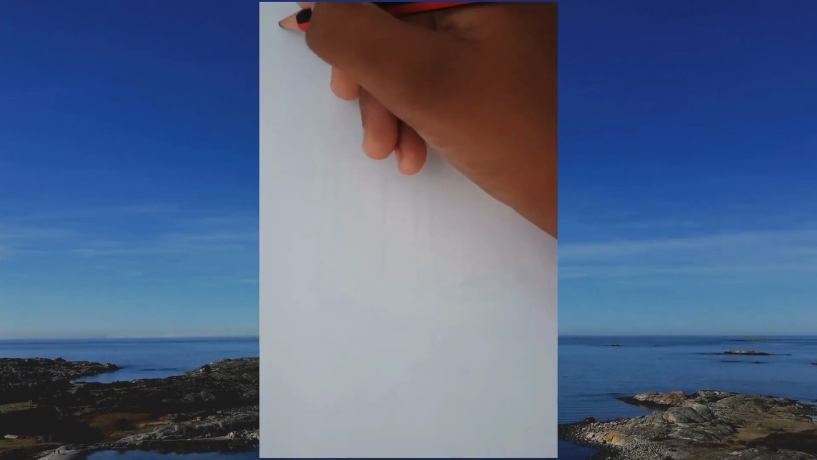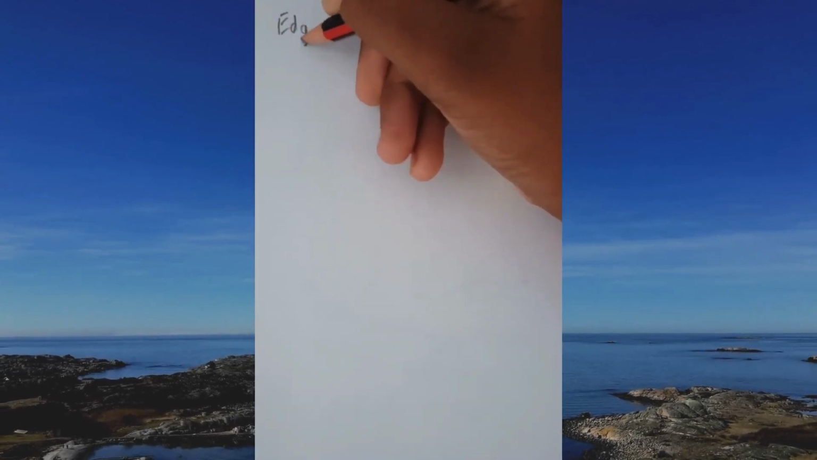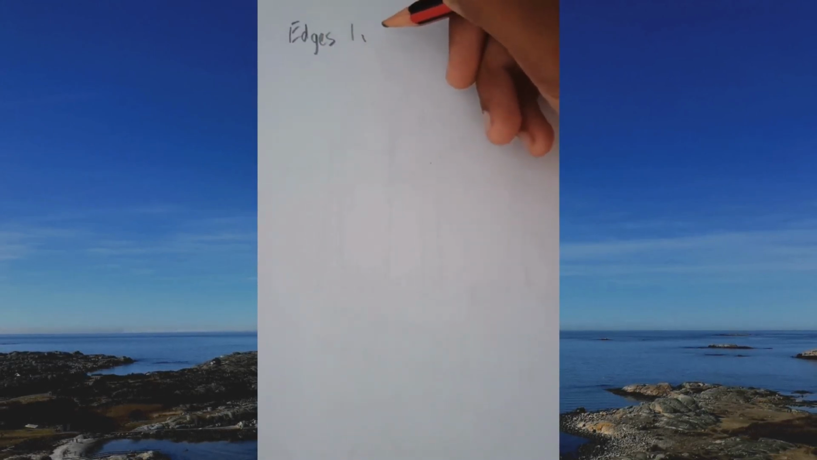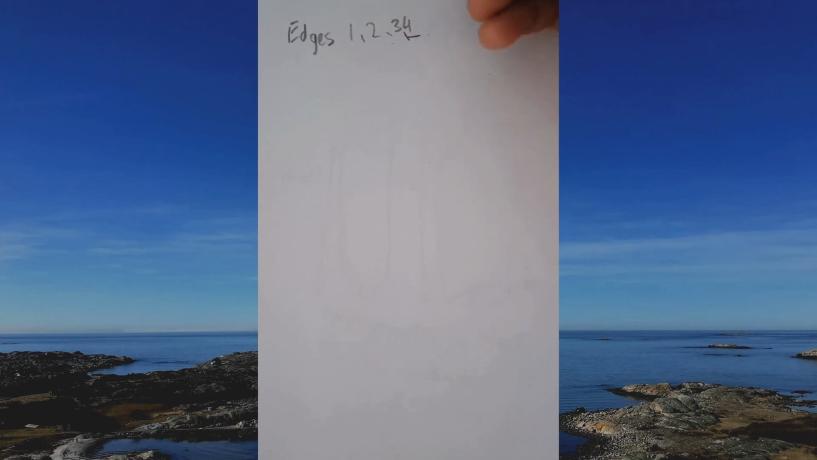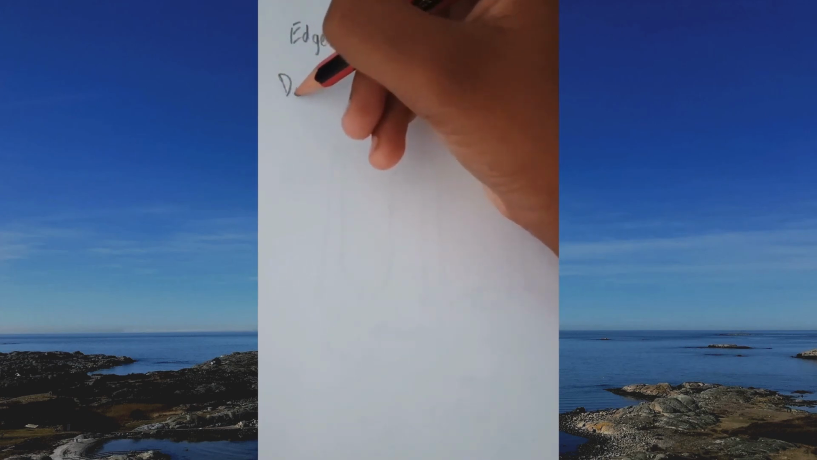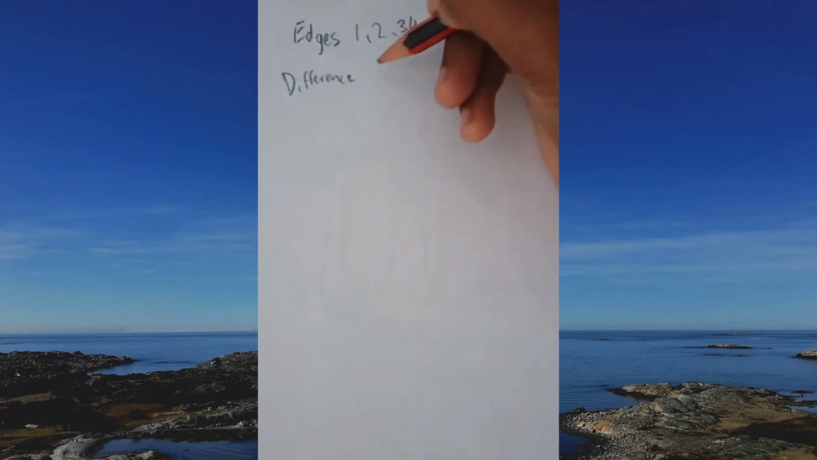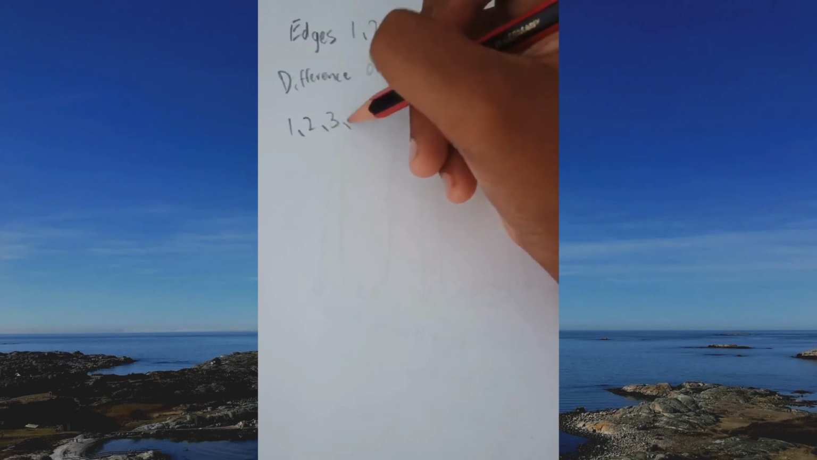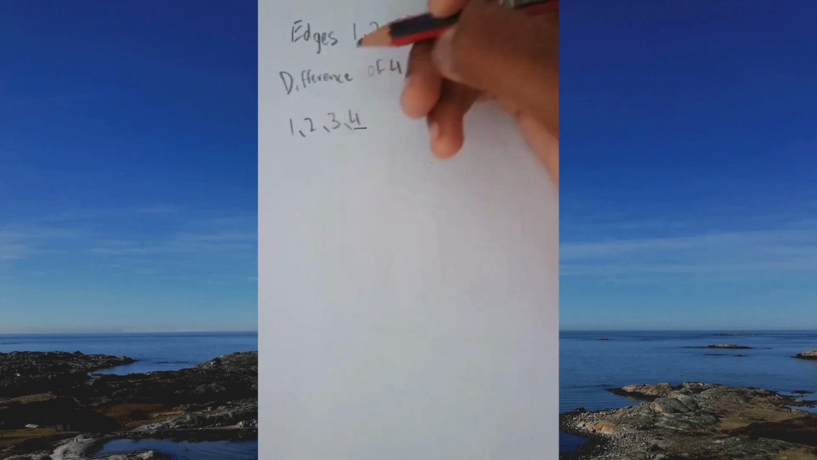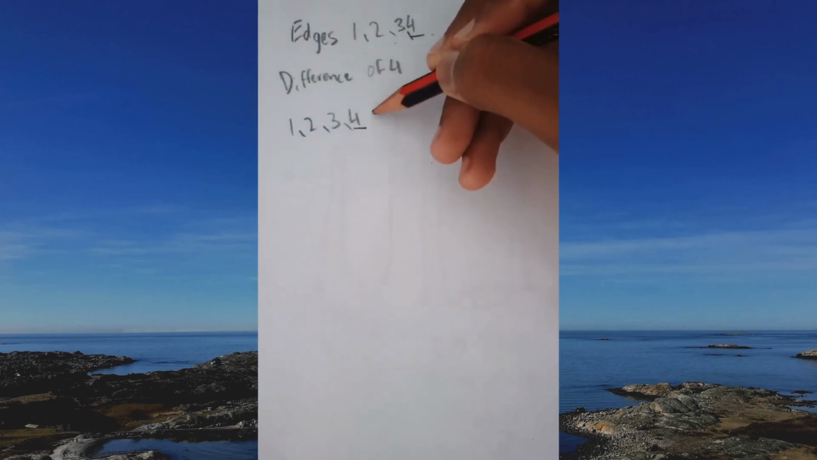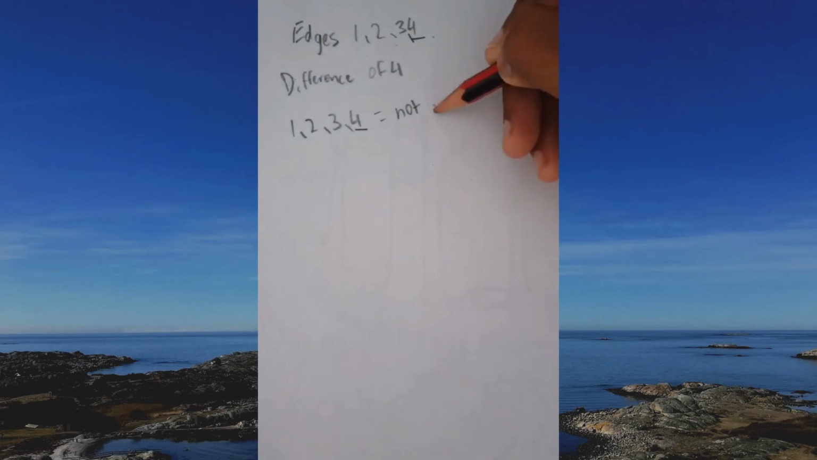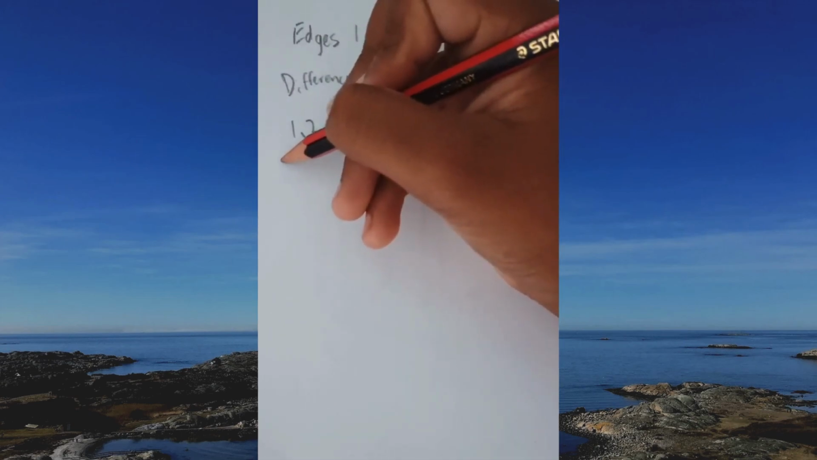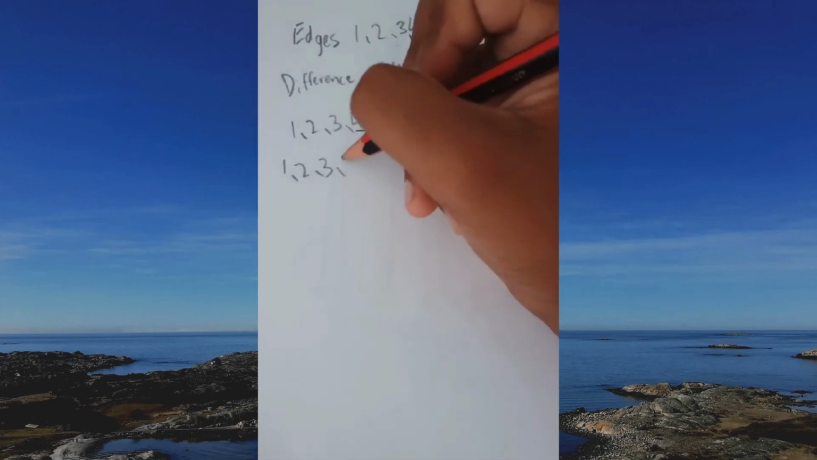Okay, so we begin with the edges. On each edge, there's a difference of 1, 2, 3, and 4 in some sort of order. So we have to remember that there's a difference of 4 between two of the vertices. So the possibility of 1, 2, 3, 4 is unable to be done because 4 cannot be subtracted by any of these numbers to get the difference of 4. So that's not possible. We'll move on to the second smallest possibility.